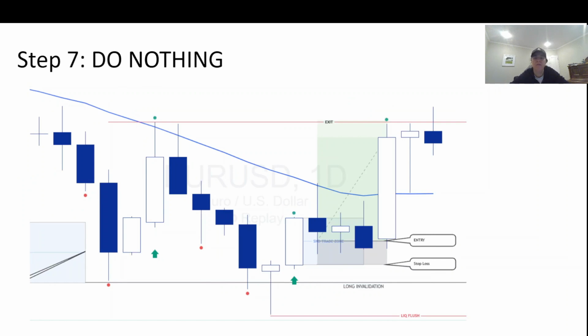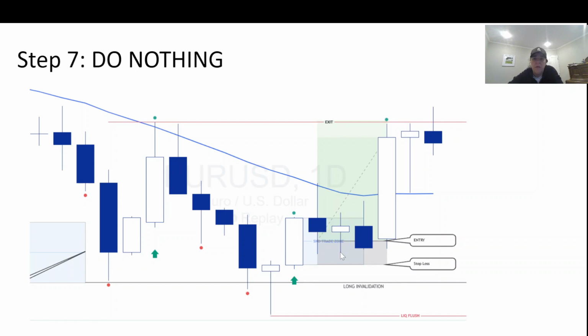And step 7, really, really important, do nothing. You're going to place this trade and you're going to do absolutely nothing. This trade is either going to work out or it's not going to work out. What's really important is that, as you can see here, okay, on the day we placed our entry, it actually came down and wicked us in.